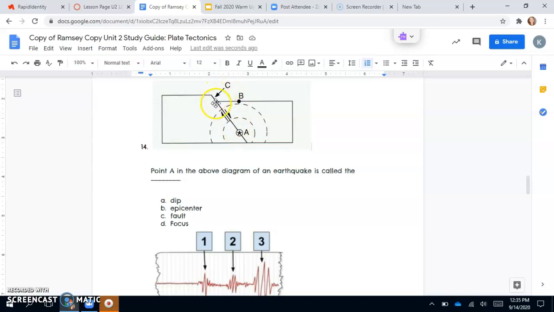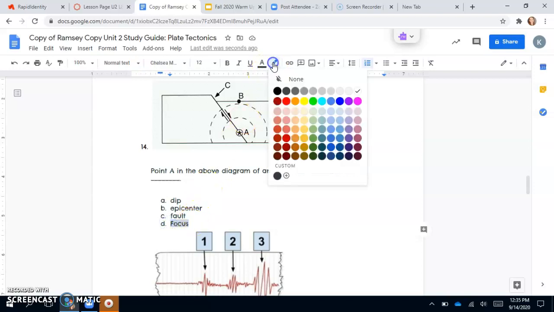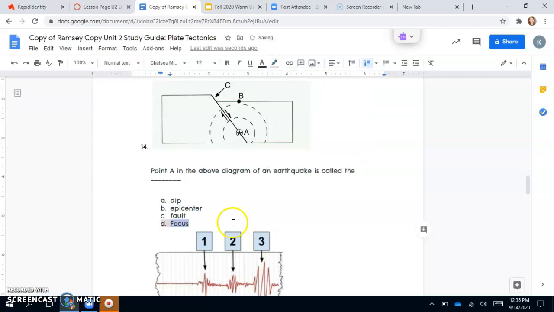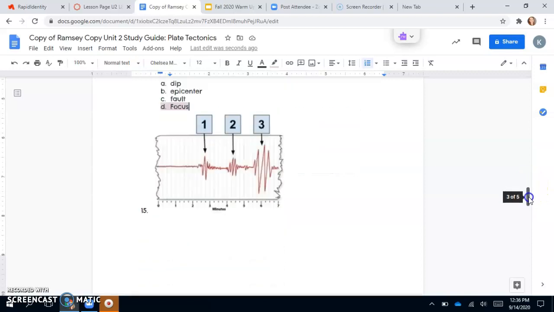Okay, so anyway, we're talking about point A here. So C points to the fault line, okay, and A is referring to the point on the fault line where the earthquake originates. So this is going to be our focus. This is the focus of our earthquake. Okay? So this is the focus. Remember, B would be our epicenter. The epicenter is the point on the crust above the focus, so directly above. So the focus here at point A is the point along the fault line, which is C, at which the earthquake originates.